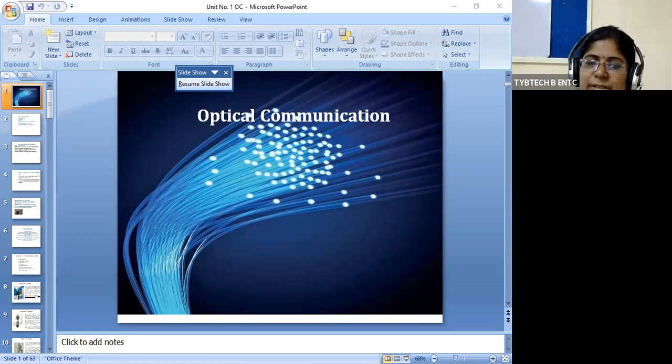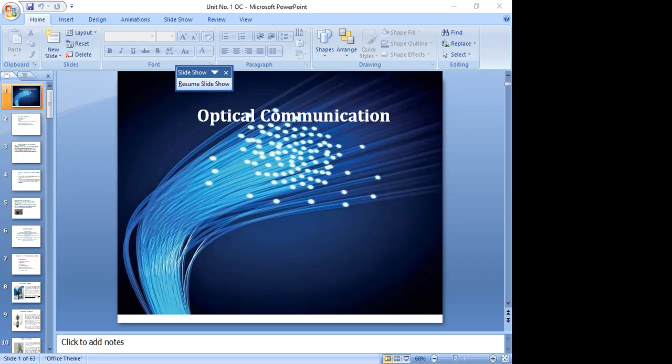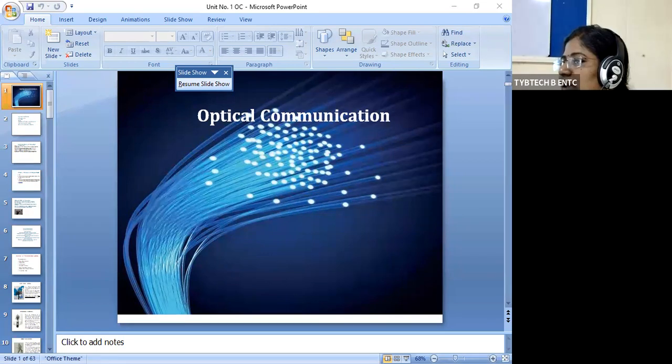Yes, anyone from this side? Acoustic, 20 hertz to 20 kilohertz. Yes. Okay. The acoustic frequency range is 20 hertz to 20 kilohertz. We can hear sound only in that frequency range. If it is less than that, we cannot hear it. And if it is more than that, we are not able to bear that sound. Okay. So that is the acoustic frequency range.